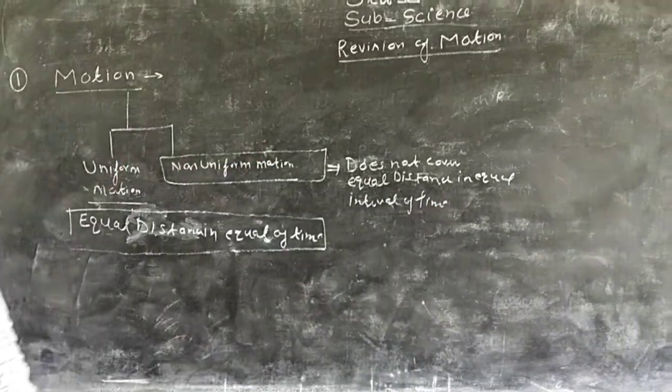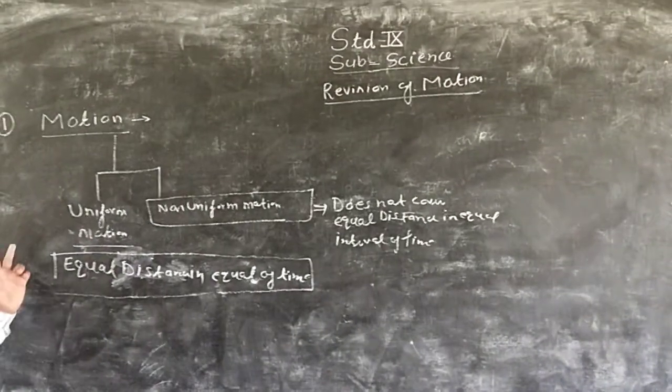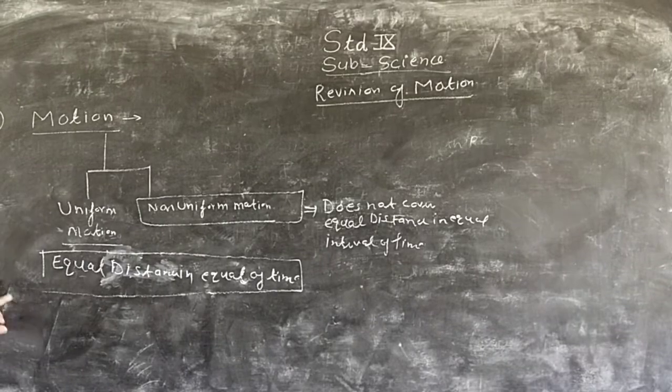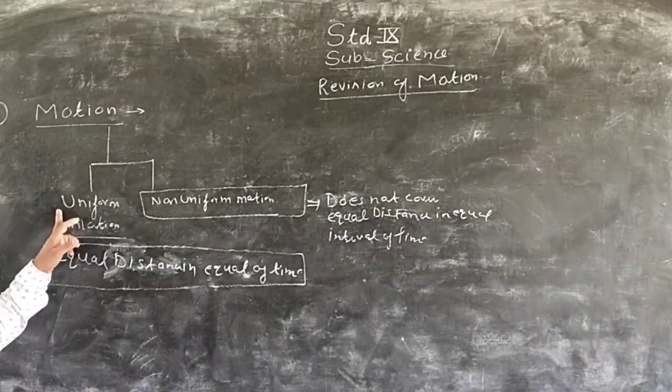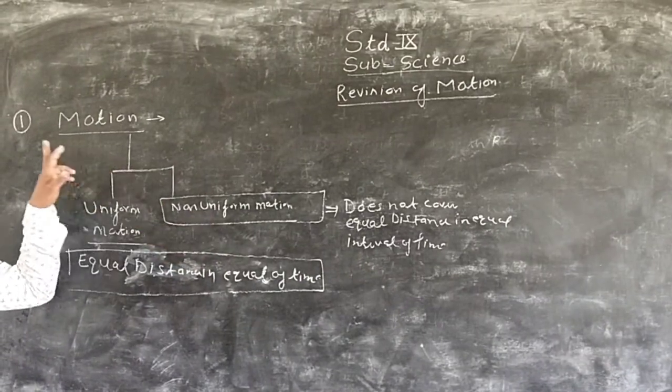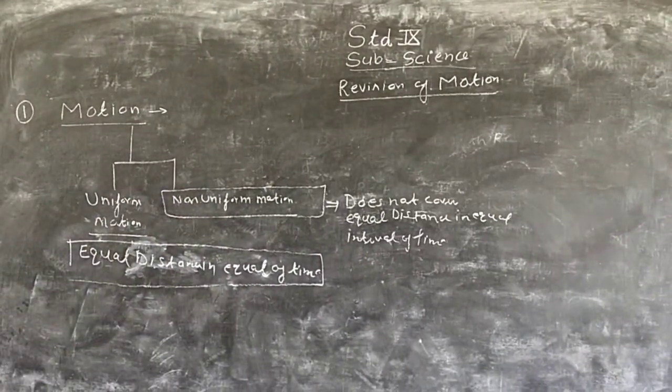These are the basic definitions we have to discuss. The first term is motion, after that rest, then uniform motion and non-uniform motion. Homework is that we have to remember all the definitions from the beginning.